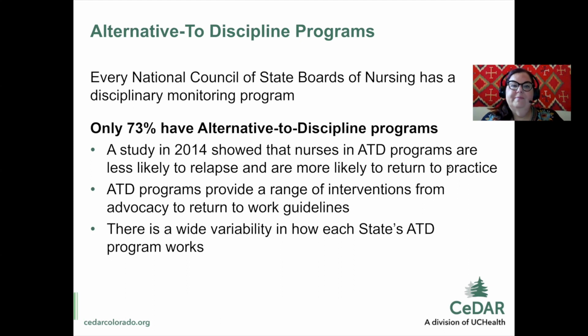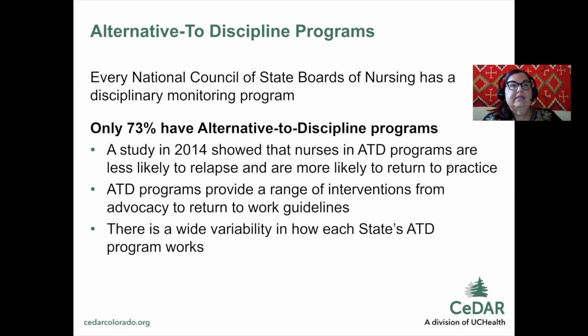Let's talk very briefly about alternative to discipline programs. Every National Council State Board of Nursing has a disciplinary monitoring program. Some of those programs are directly connected to the state's boards of nursing. Others are more separated, and there's an ability to have confidentiality if enrolled in one of those programs. Only 73% of states, at the time that I wrote this presentation, have an alternative to discipline program in the US.